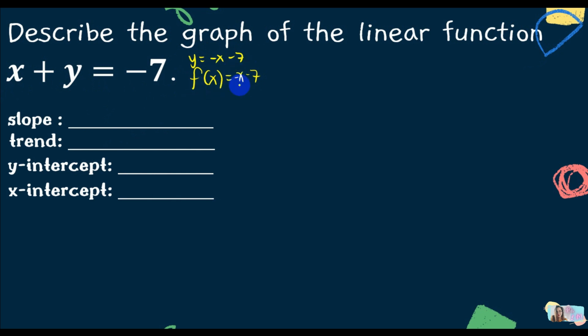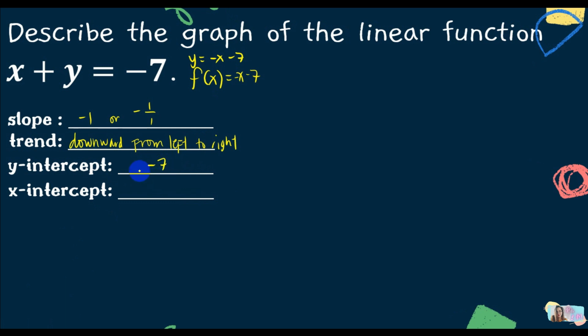Ano po yung slope natin? Yun po yung numerical coefficient ni x, which is negative 1. Or, we can also write it as negative 1 over 1. For the trend, since ito po ay negative, the line will be downward from left to right. Okay, so next is the y-intercept. According sa slope-intercept form, y-intercept is negative 7.